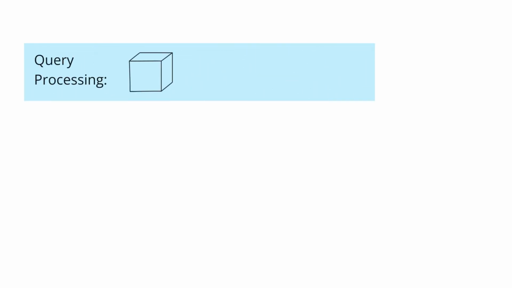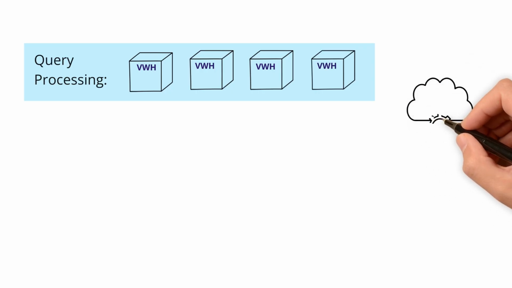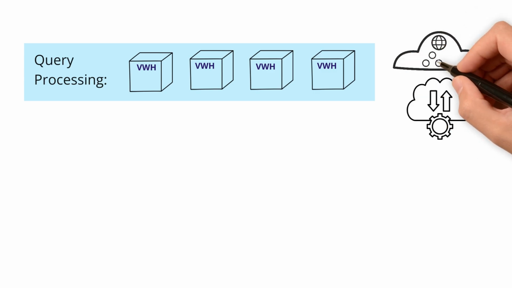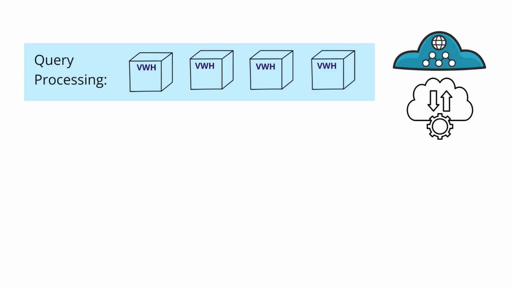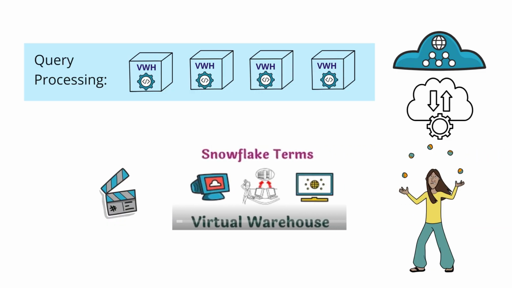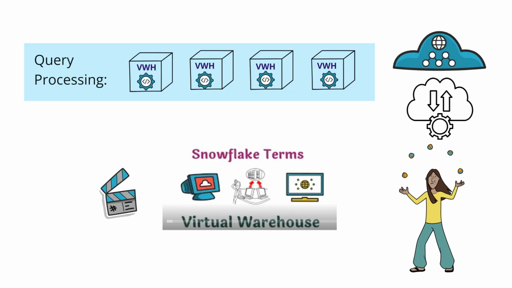Query processing. Query execution happens in the processing layer using virtual warehouses. These virtual warehouses are like independent groups of compute resources that Snowflake allocates from the cloud. Each virtual warehouse works separately, like the shared nothing architecture. This means the performance of one virtual warehouse doesn't affect the others. There is a separate video explaining what a virtual warehouse is, so check that out for more details.